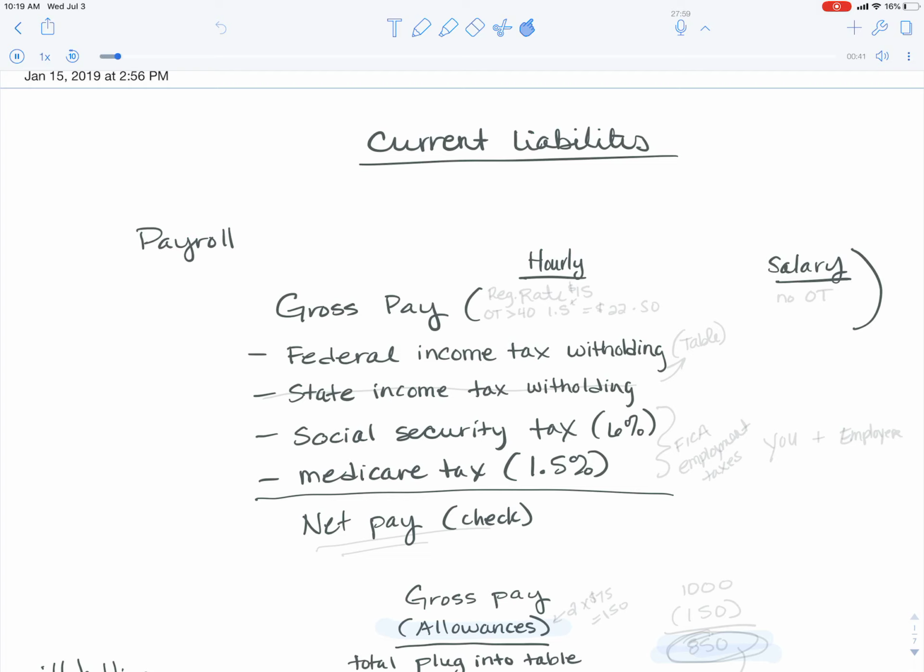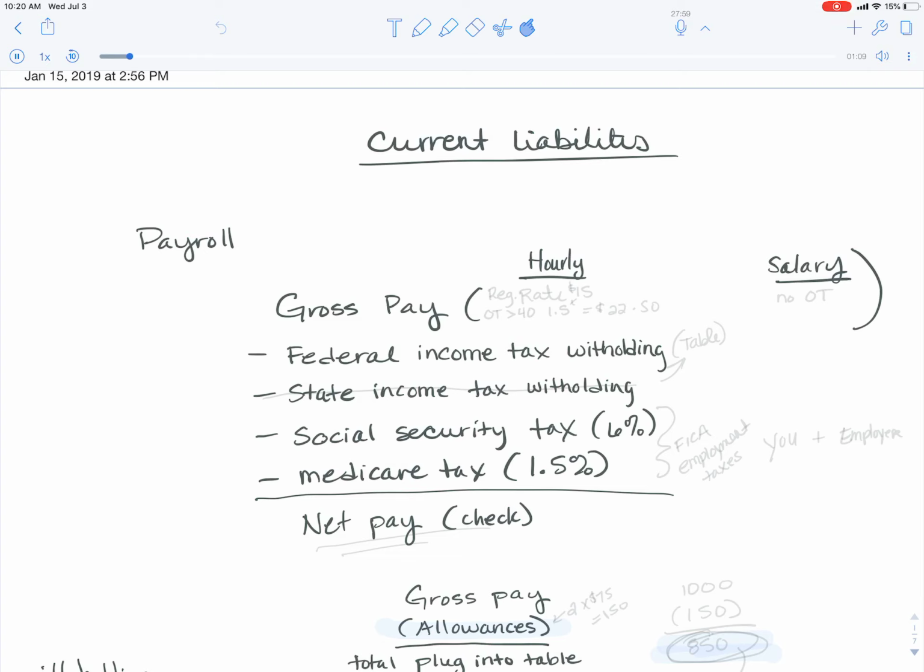Okay, so the first thing that we're going to do is we're going to talk about how to calculate a paycheck. And you may already know how to do this. We're going to get into the details of what's included in your net pay. And the first thing we need to do is talk about gross pay. So all of your paychecks are going to start with what is gross pay.